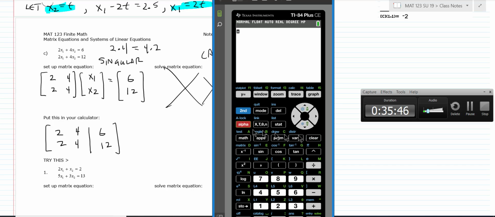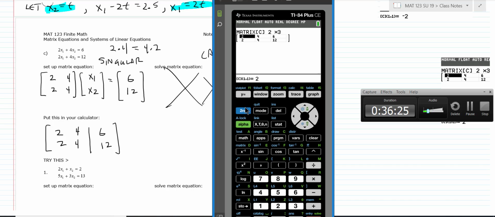So we're going to go to second matrix. Let's edit in C because I already have a 2x3 there. All right, and let's just put the numbers in. So we have 2, 4, 6, and then the second row we have 2, 4, 12, and the fact that those numbers 2 and 4 are the same tells me something. I don't know if it tells you anything or not, but I would like you to be able to spot something on the problem. All right, so anyway, I have that put in.